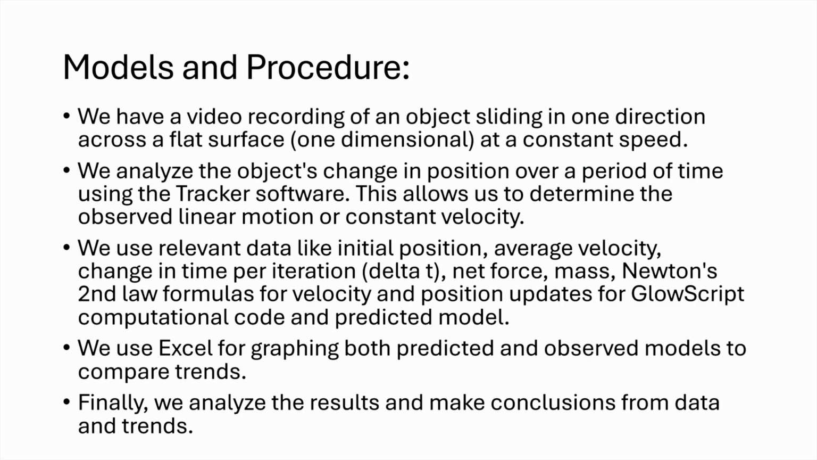For our procedure, we have a video recording of an object sliding in one direction across a flat surface, one-dimensional, at a constant speed. We analyze the object's change in position over a period of time using the Tracker software. This allows us to determine the observed linear motion or constant velocity. We use relevant data like initial position, average velocity, change in time per iteration, delta t, net force, mass, and Newton's second law formulas for velocity and position updates for GlowScript's computational code and predicted model. We use Excel for graphing both predicted and observed models to compare trends. Finally, we analyze the results and make conclusions from data and trends.